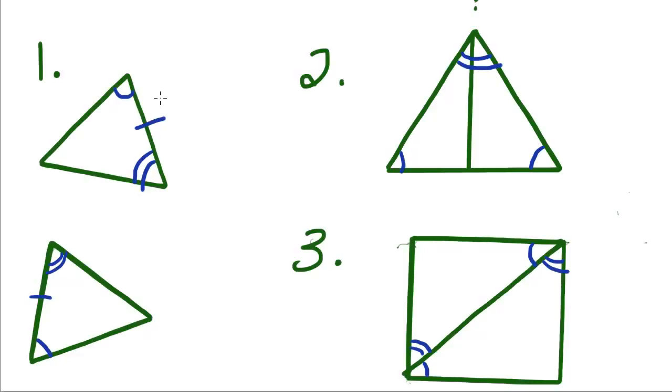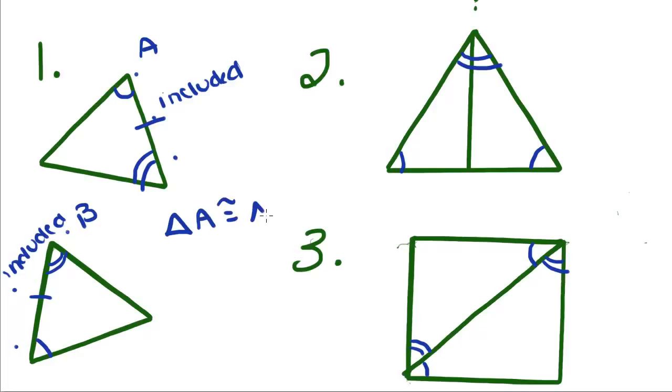Since this side is included between these two angles and this side is also included between these two angles, we know that we're going to use angle, side, angle, because we have an angle and a side and an angle congruent to an angle, a side, and an angle. So therefore, we're going to call this A and this B. Triangle A is congruent to triangle B by angle, side, angle.